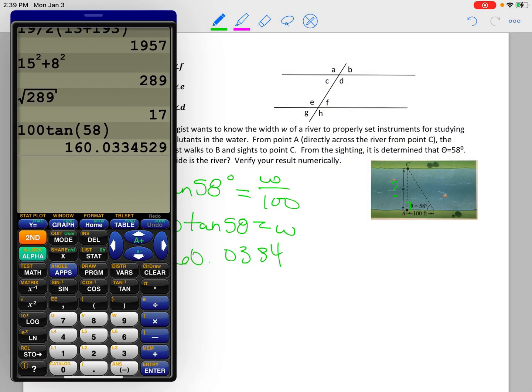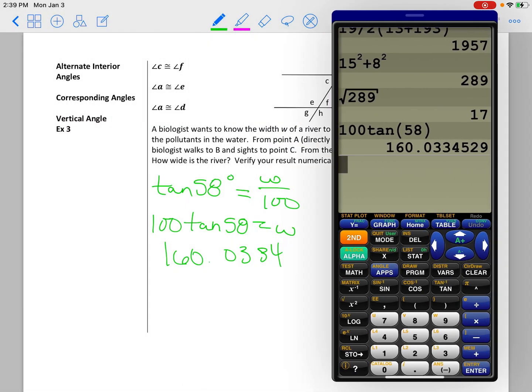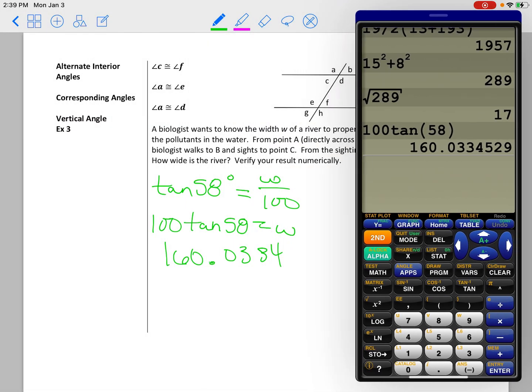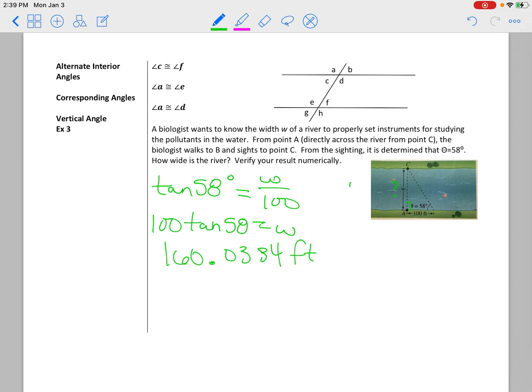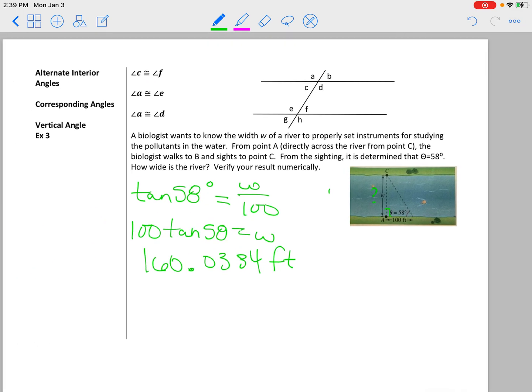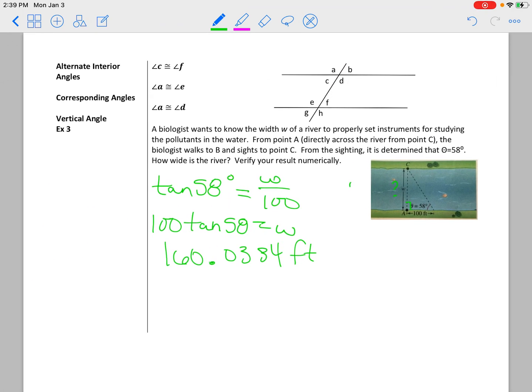Now what it wants to verify your results numerically is you can use inverse tangent of the side length divided by 100 and see if it gives you your angle measurement. There's a couple different ways. But your work here is enough also to verify it. All right. So that's the end of our first chapter. I'm going to double check. First section. If you have any questions, just let me know.